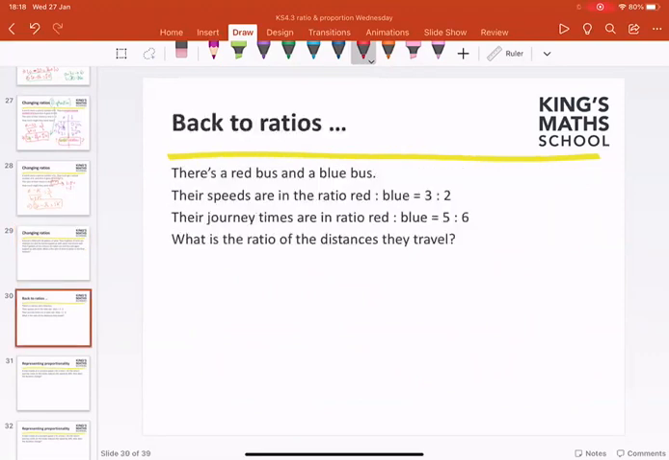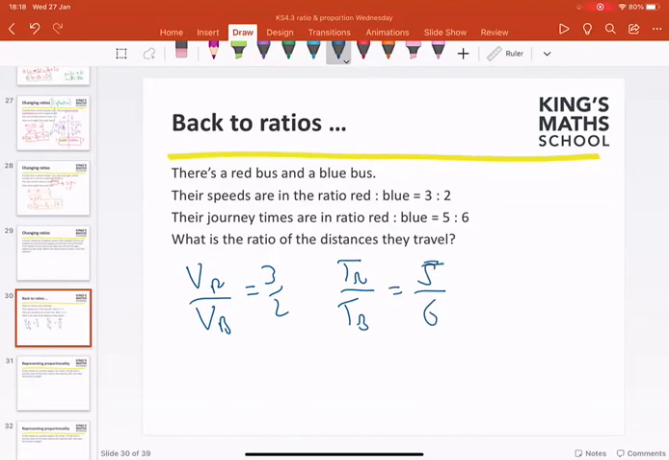And then questions like this, I think, are really interesting to see how the students engage with these sorts of questions, because essentially there's 2 bits of information going on here. So we've got speeds, or velocity if you like. So I've got red velocity to blue velocity is 3/2. And I've got red time over blue time is 5/6. And I want to think about the distances. So I want red distance over blue distance. And then think about how do they combine.